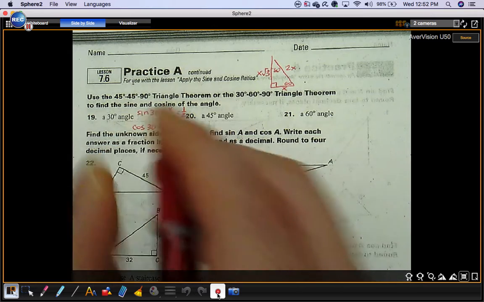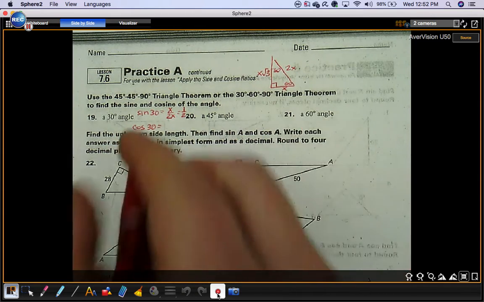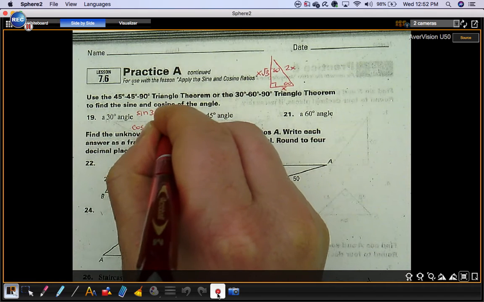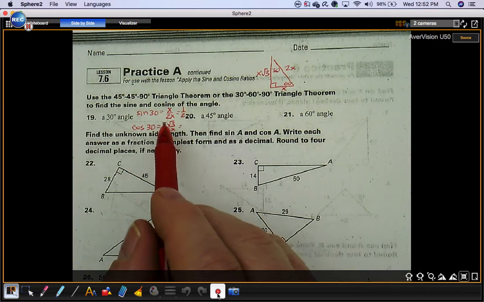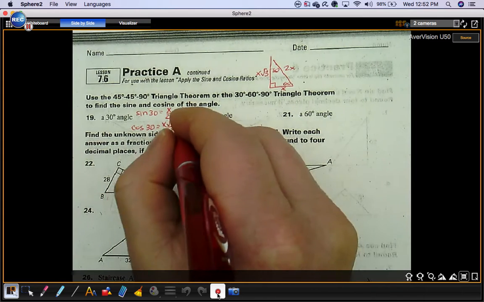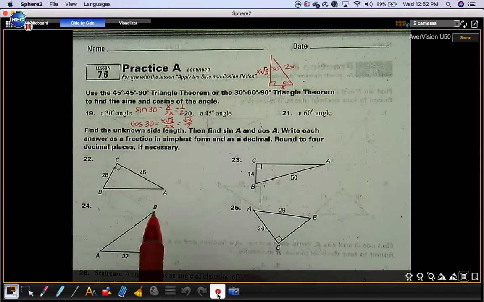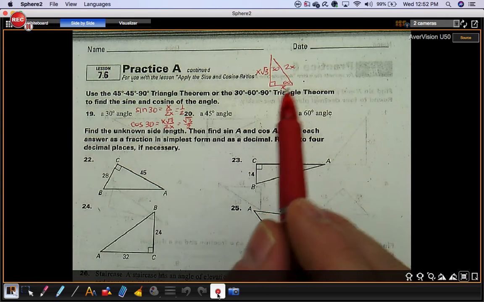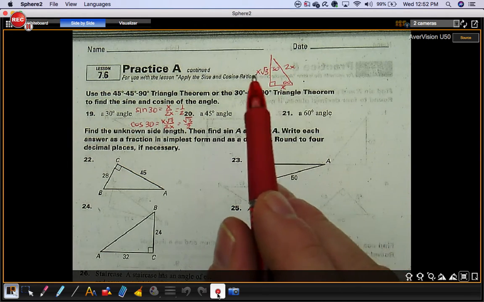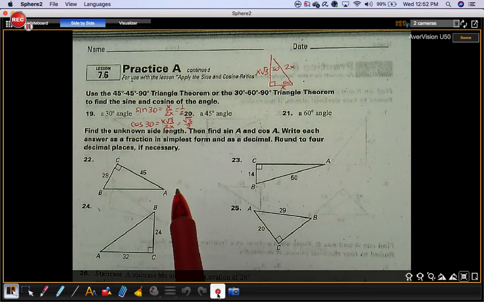Cosine of 30 would be the adjacent over the hypotenuse. So it's x square root of 3 over 2x. Again, cross the x's out. You're left with the square root of 3 over 2. Those are your sine and cosine ratios. I don't need a calculator. I know what the ratios have to be. Regardless of what x is, the ratios will be the same because the x's will always cancel.